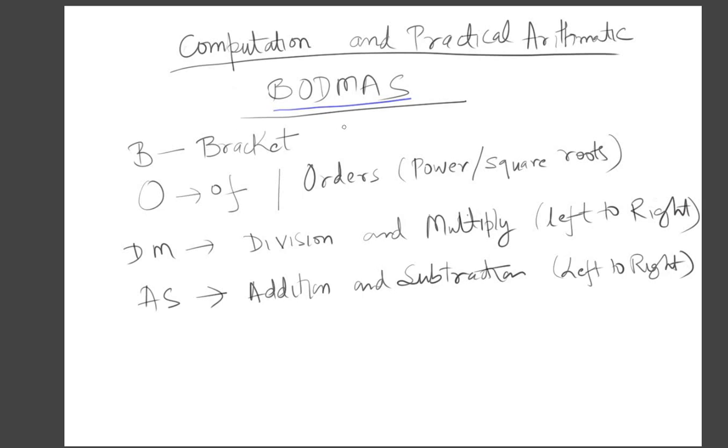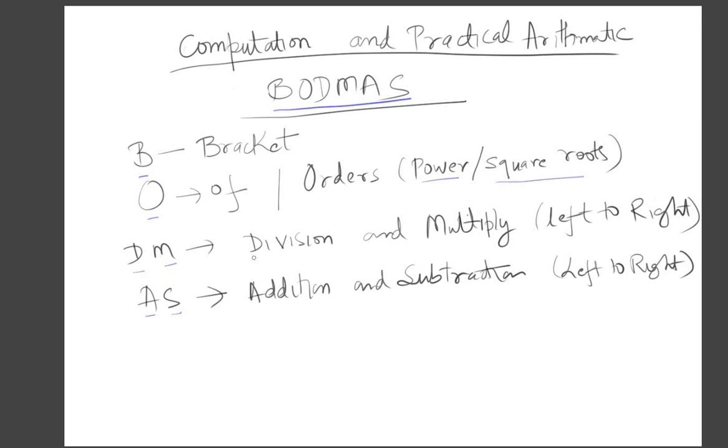So BODMAS, as you see, is made up of 6 alphabets: B, O, D, M, A, and S. B stands for bracket, O stands for the 'of' in fractions and orders in general expressions. When we say orders, we mean powers or square roots.